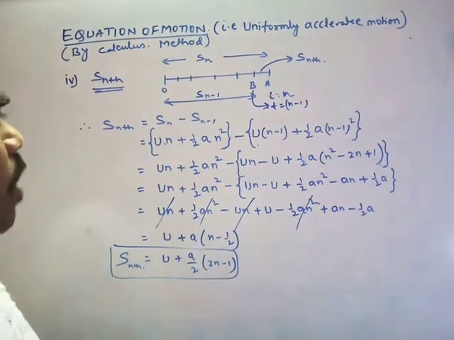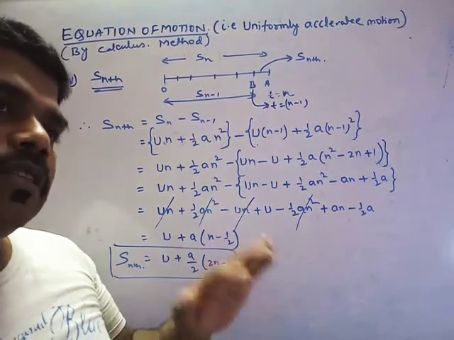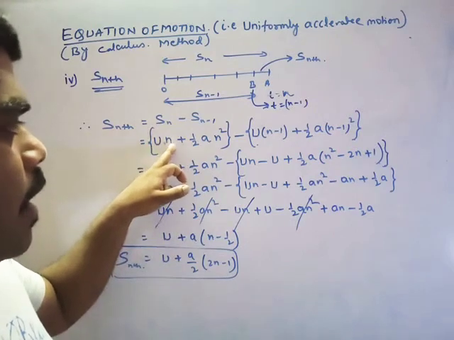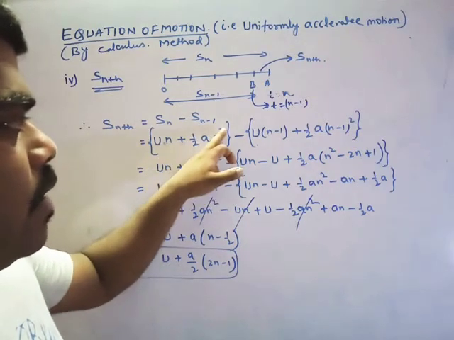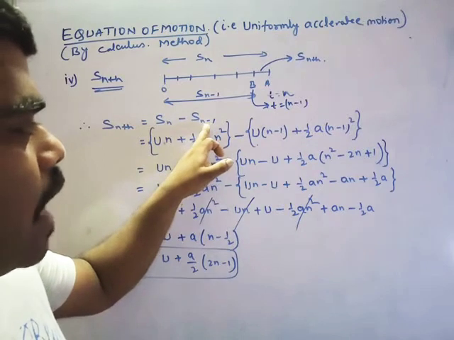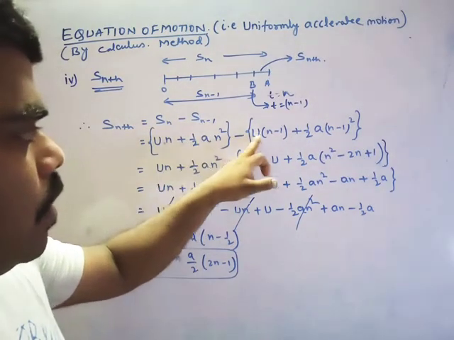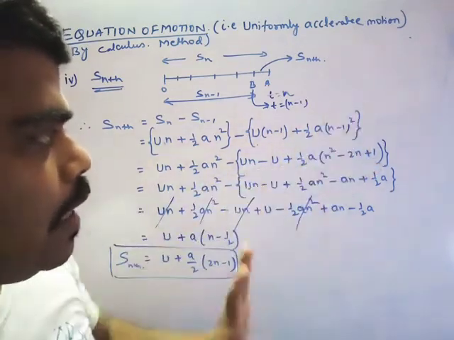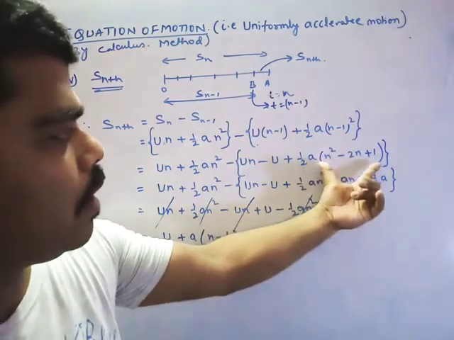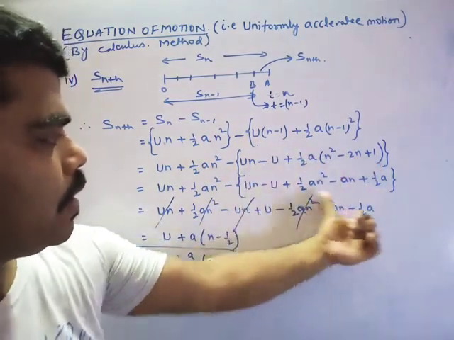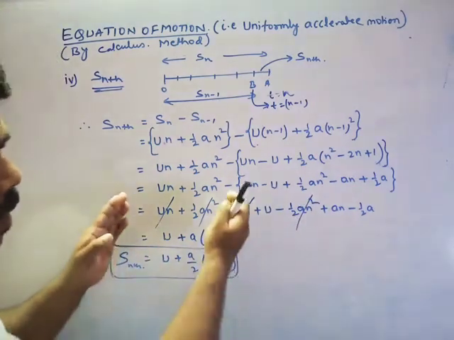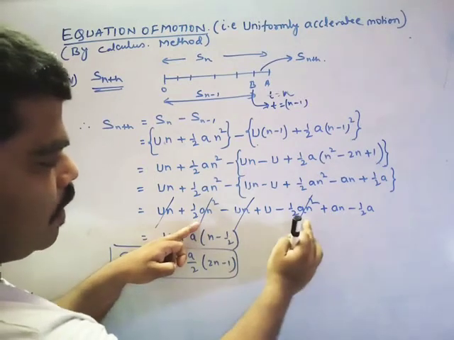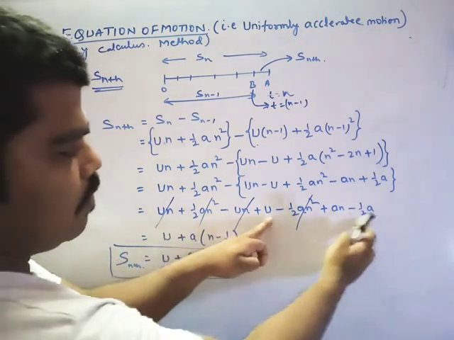Clear? Now I will use one of the equations of motion, s is equal to ut plus half of at square. Here the time is n, so ut plus half of a n square for sn. Now in place of time I will write n minus 1: u into n minus 1, plus half of a into n minus 1 whole square. Now open it, this is a minus b, open the brackets completely. After that, normally un will cancel, half of an square will cancel, and this term will be left.